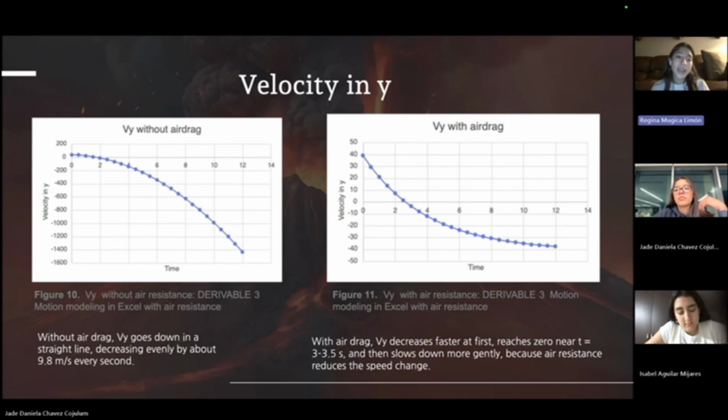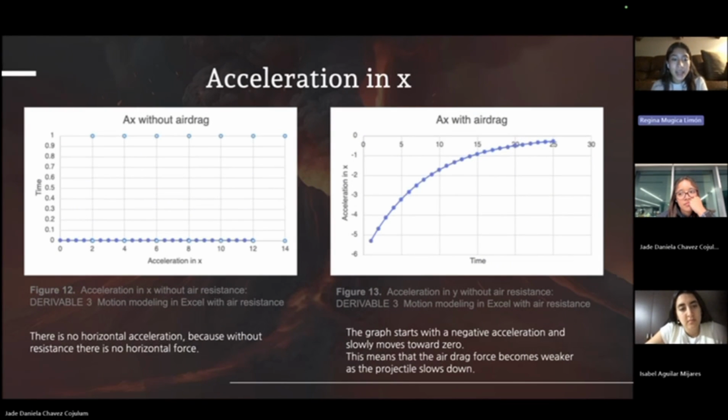Velocity in y, without air resistance, goes down in a straight line, decreasing every second. But with air drag, it decreases faster at first, reaches zero, and then slows down more gently because air resistance reduces the speed change. Acceleration is next.